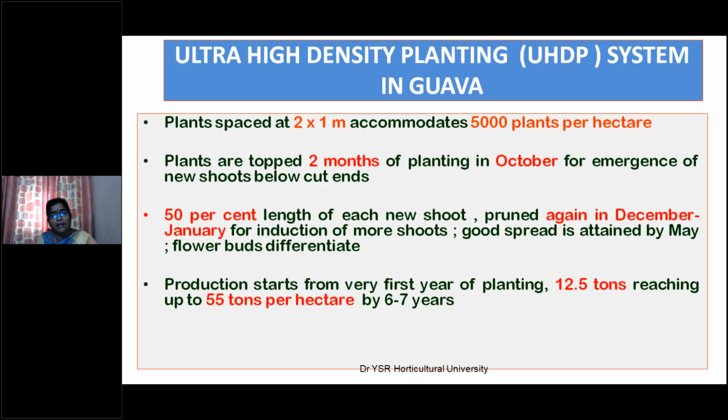And if you see here in high density planting, any doubts? Hello. Complete your talk, then we will start asking questions, getting questions from participants.